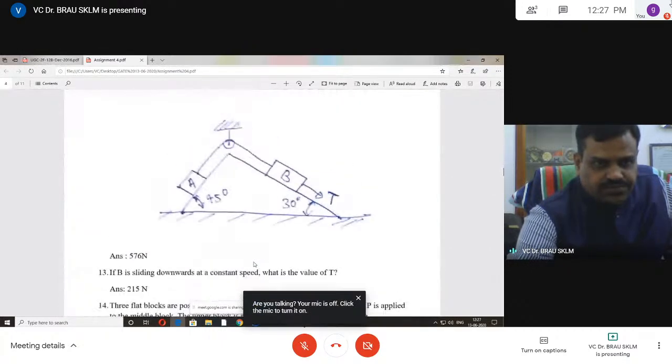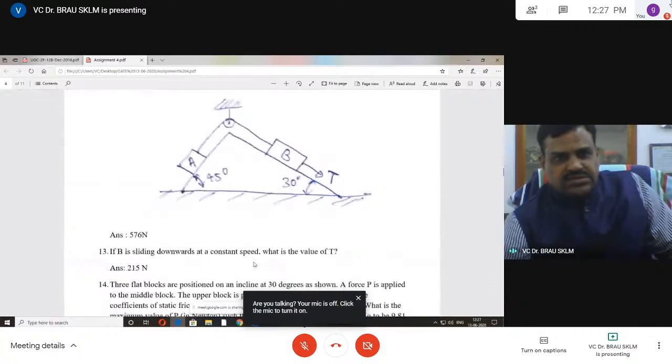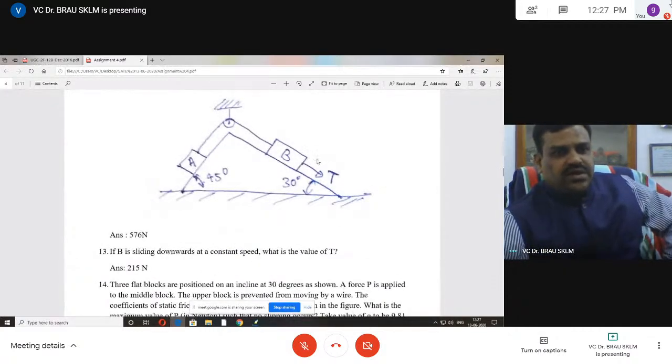This problem: two blocks resting on A and B. It is frictionless, the tension in the string.